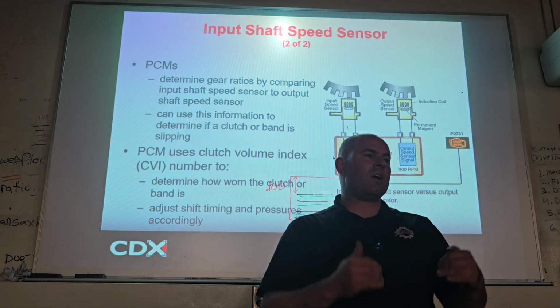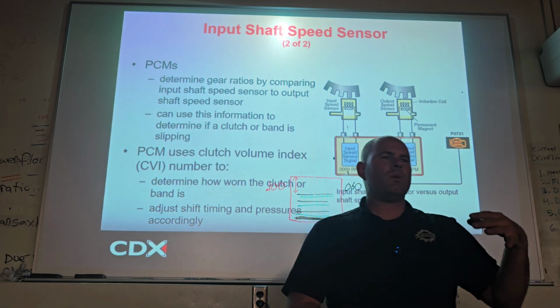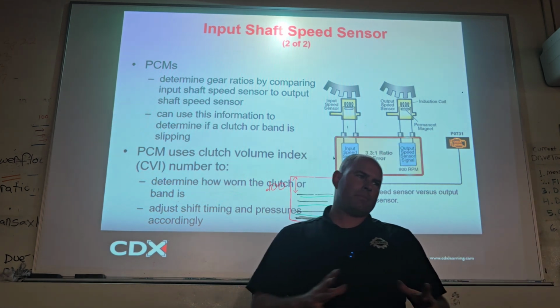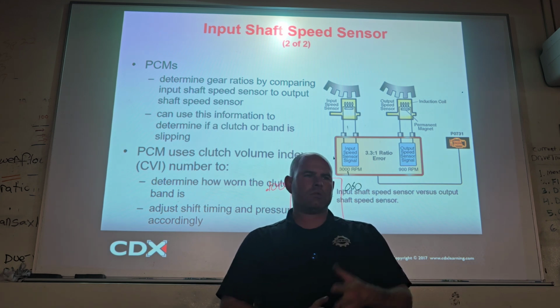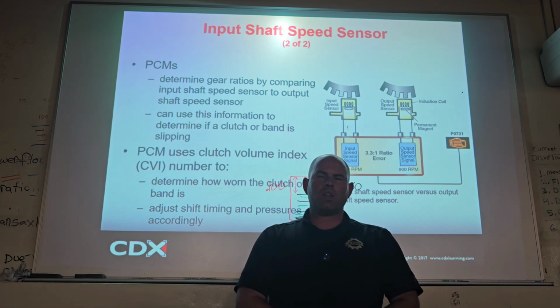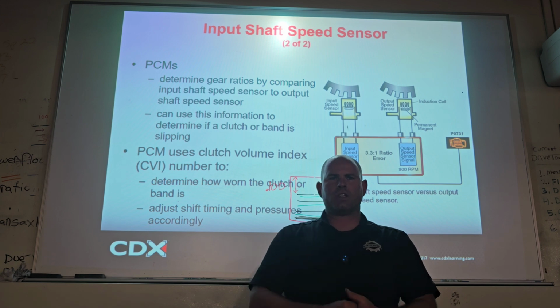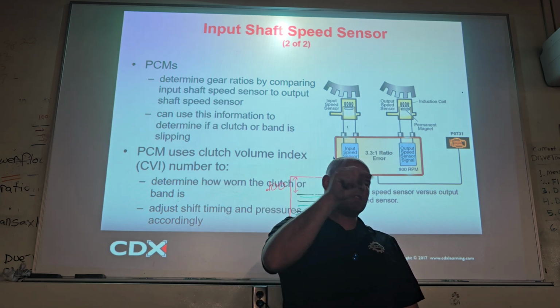It should start chilling out, right? So it will do some clutch volume index adaptation. It will do transmission adapt pressure adaptation. Even the Toyotas do too. But the proper procedure, if you change the transmission, you're supposed to manually reset that in the scan tool.